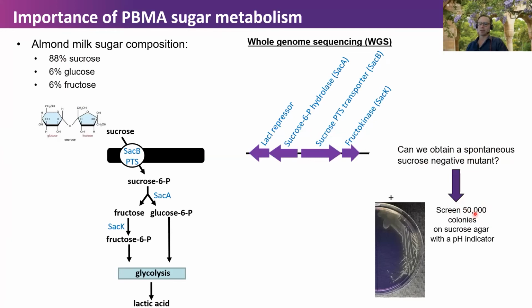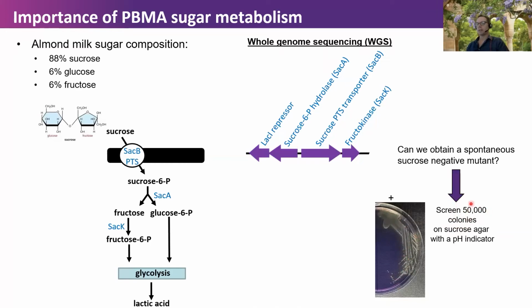He screened 50,000 colonies on a sucrose agar with a pH indicator. So the same pH indicator we use for the almond milk screen, but you see this purple background here. And when you get acid production, the colonies appear yellow, indicating that they can use sucrose. So Wen Kang would have done about 200 plates of 250 colonies per plate. This is the wild type strain, so it's definitely fermenting sucrose.